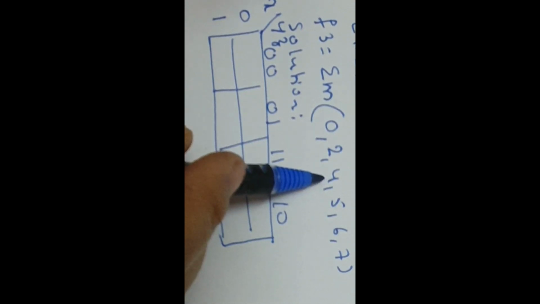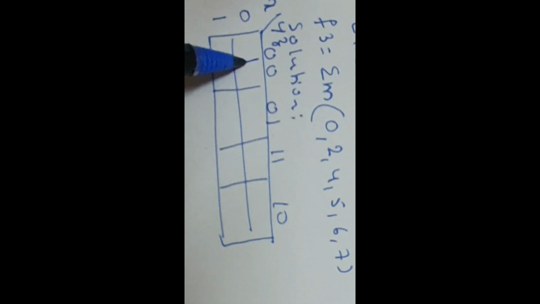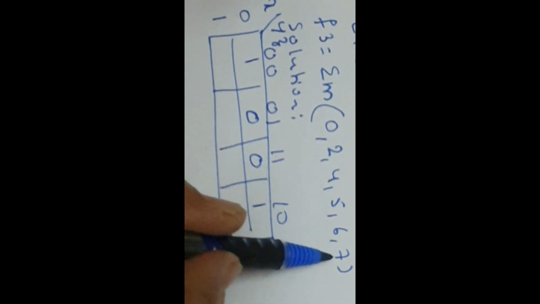Now, after drawing the K-map, we have to fill in these minterms. So M0 is present, 1 is not present, 2 is present, 3 is not present, minterms 4, 5, 6, 7 are also present. So after filling the K-map, we have to group the ones. Octet is not possible because all 8 are not ones. Then we'll have to try for a quad. So this quad we can make, let this be the first group.